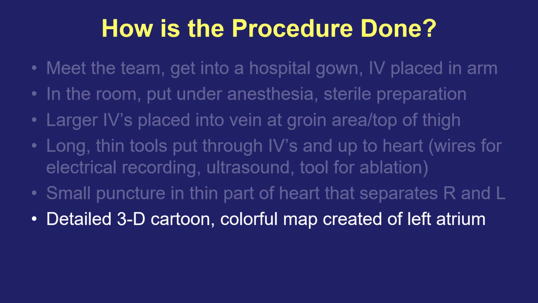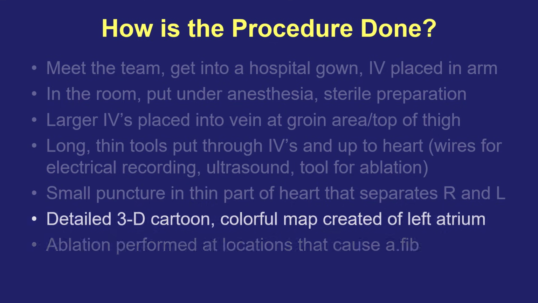We are then, with our tools, able to make a very detailed three-dimensional cartoon picture or map of the inside of the left atrium of that part of the heart, and that gives us a lot of information about the anatomy and the electrical properties of the inside of the heart. It shows us where the pulmonary veins are, and I'm going to show you pictures of each of these steps, by the way, in the upcoming slides.